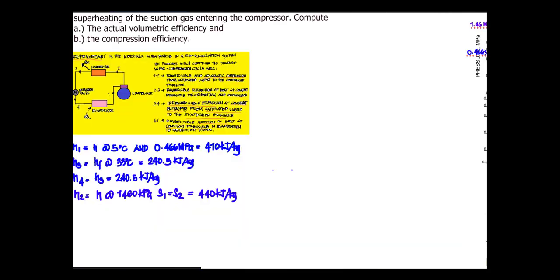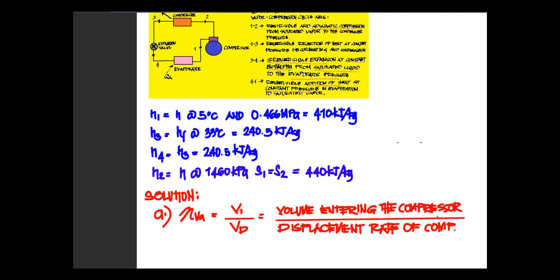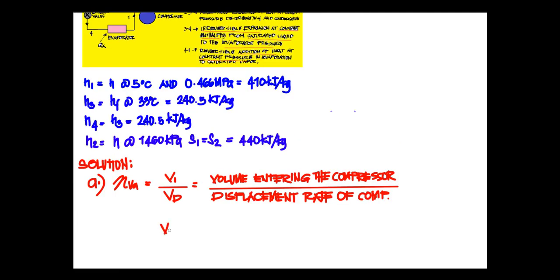Okay, so going back to the problem, we need to compute letter A, the actual volumetric efficiency. Now for the volumetric efficiency, we have the given equation that will be V1 divided by the volume displaced. So that will be the volume entering the compressor divided by the displacement rate of the compressor. Now for V1, we have your equation, so that will be the mass flow rate of entering the compressor multiplied by the specific volume at point 1.